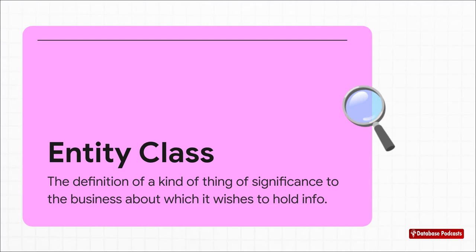First up, we have entity classes. These are the nouns of our business language. They're the big, important things the business really cares about, like a customer, a product, or an order. Now, for those of you who've worked with databases, you can already see where this is going. An entity class is basically the blueprint for what's probably going to become a table.